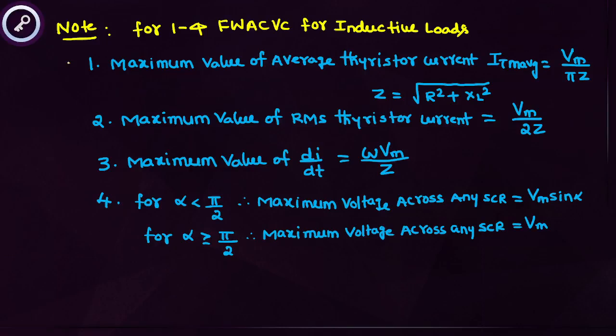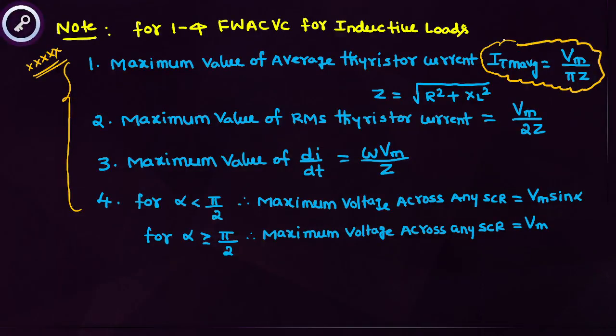Next, from this also we can expect questions. For RL load, these formulas are also very important. What is the maximum value of average thyristor current? That is Vm by pi z. Maximum value of average thyristor current equals Vm by pi z, where z equals square root of R square plus XL square. What is the maximum value of RMS thyristor current? Vm by 2z. Very important formulas. Maximum value of RMS thyristor current equals Vm by 2z for inductive loads.